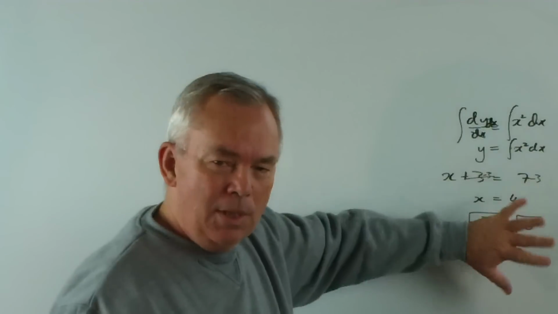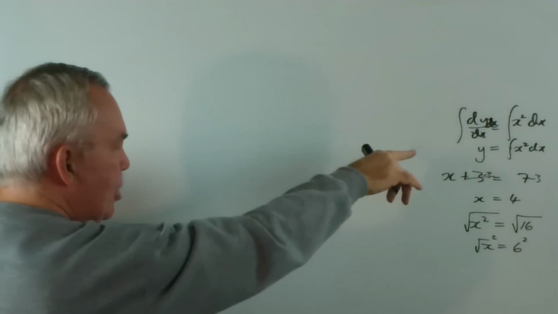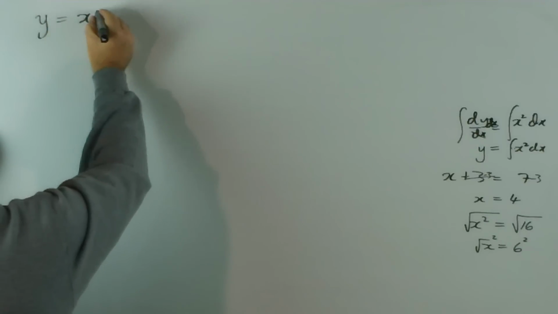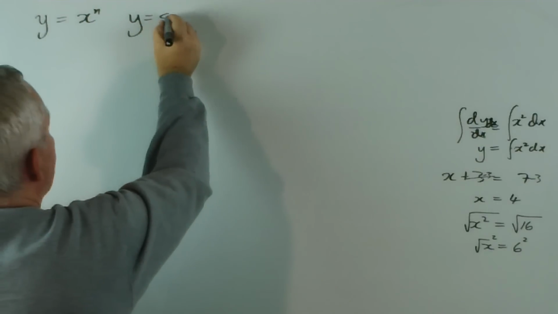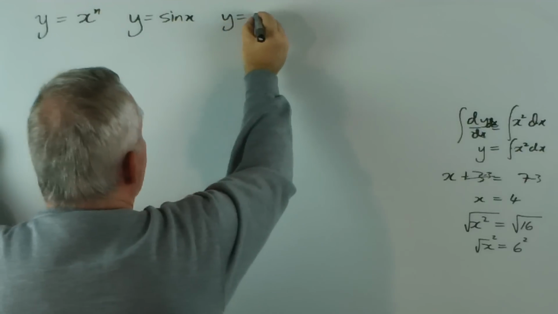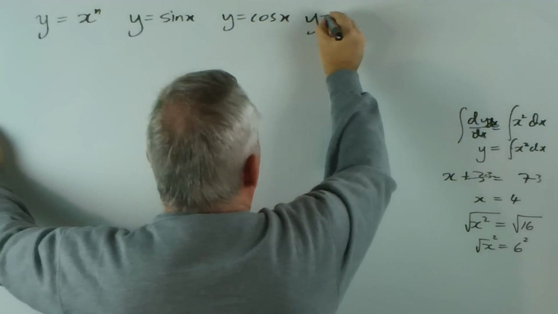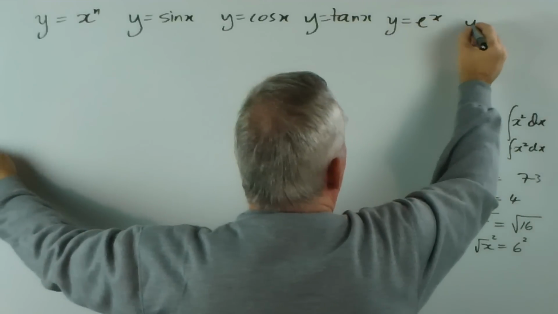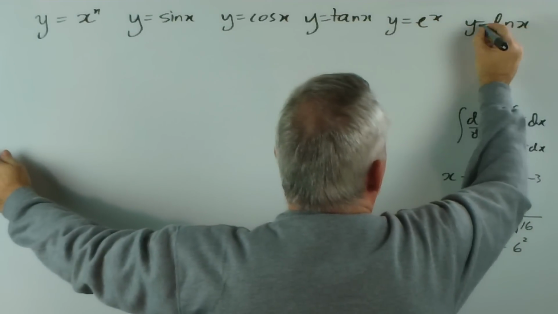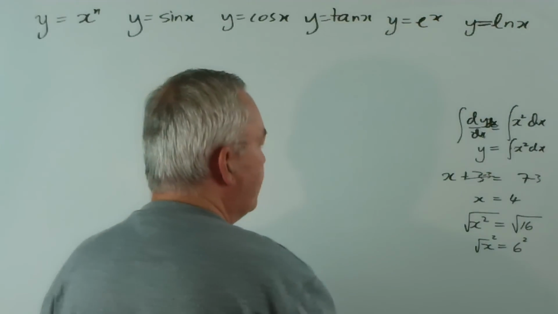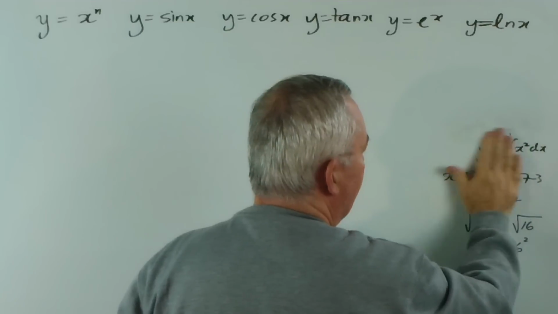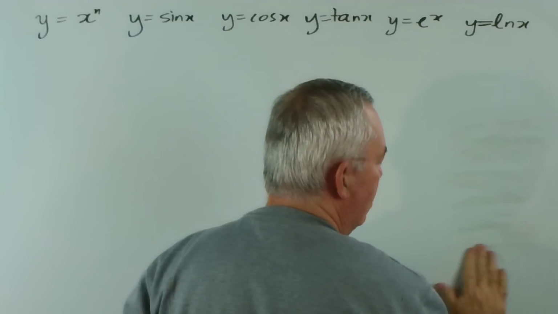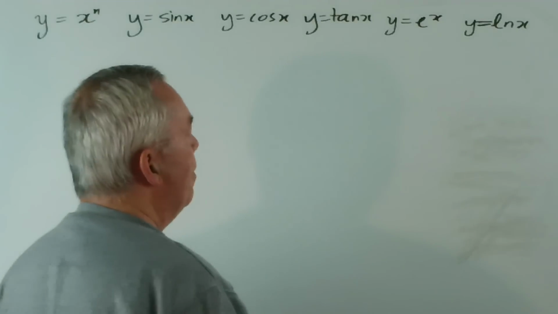Having said that, you need to understand that there are 6 functions we need to do this to. Here they are. y equals x to the power n, y equals sine x, y equals cos x, y equals tan x, y equals e to the x, and y equals log x. These are the standard 6 functions that are generally taught in high schools in Australia, and I suspect pretty much around the world.